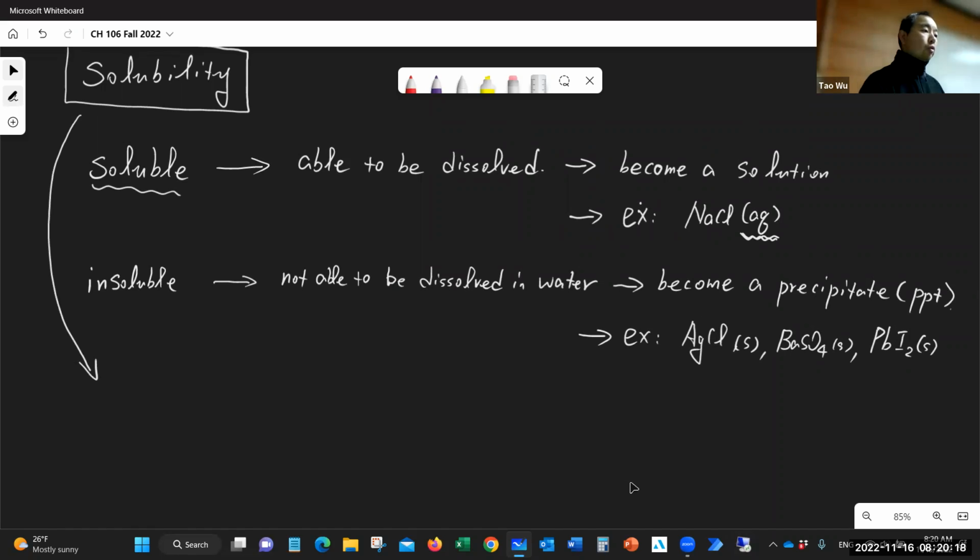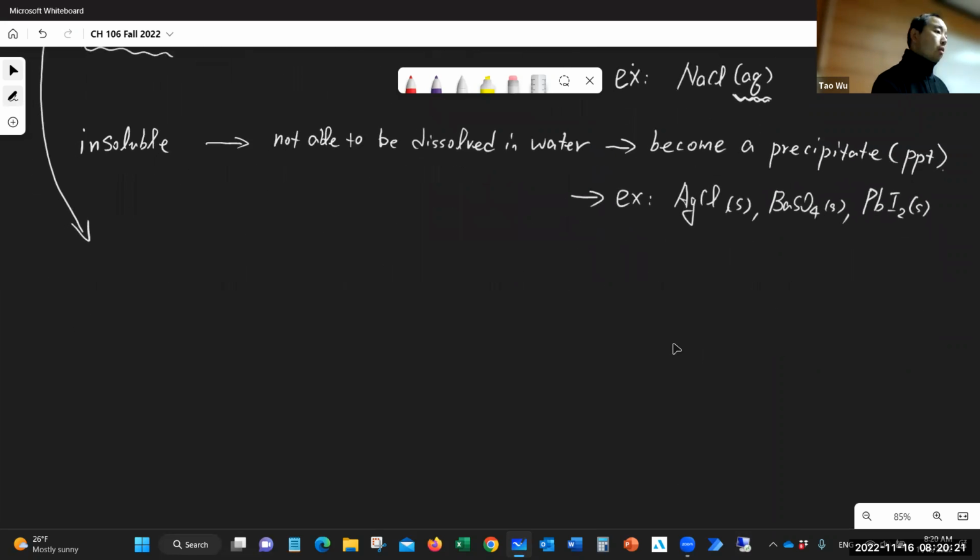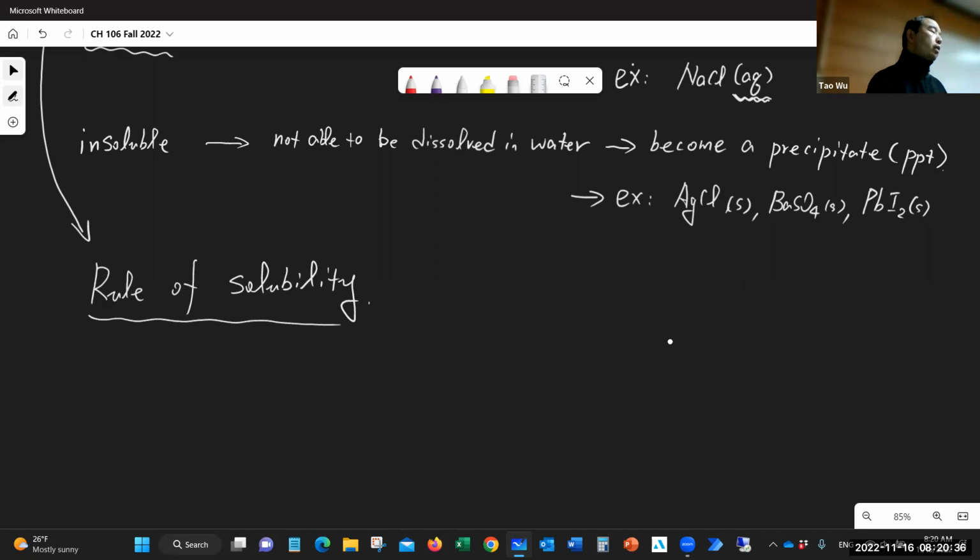There are several rules for solubility. Of course, the rules do not include everything. Here, I just try to talk about the rules as simply as possible. And those rules only talk about what can be dissolved in the water.